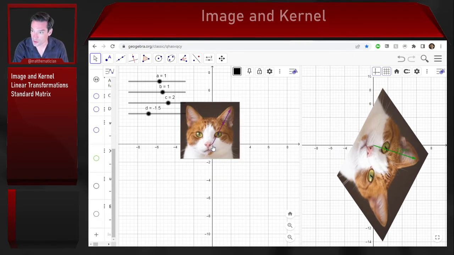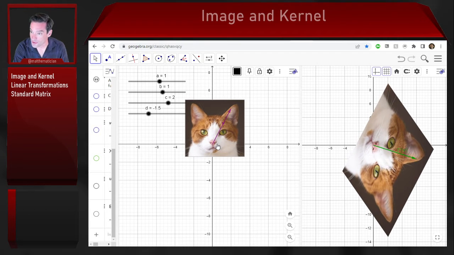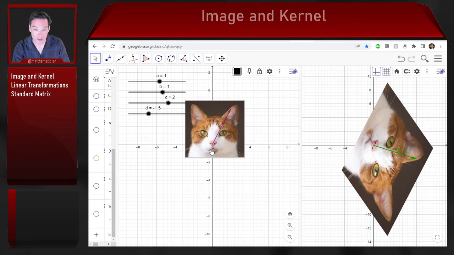The other piece is the kernel. I'm going to put the cat nose back at the origin one more time here. So linear transformations, as we talked about in our introduction, always take the zero vector from the domain and send it to the zero vector in the codomain.